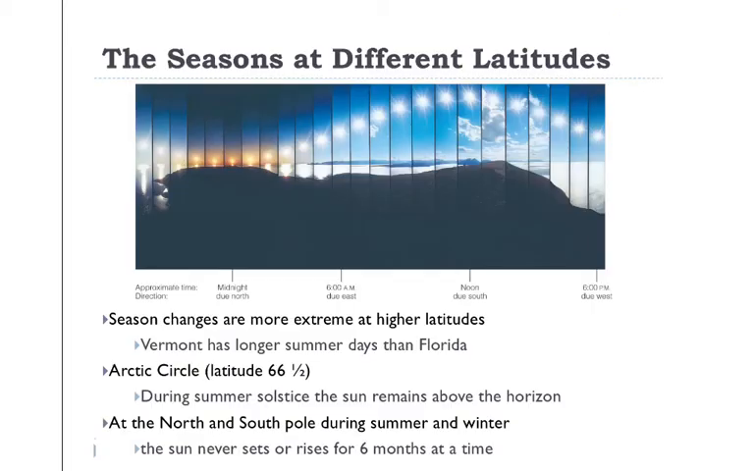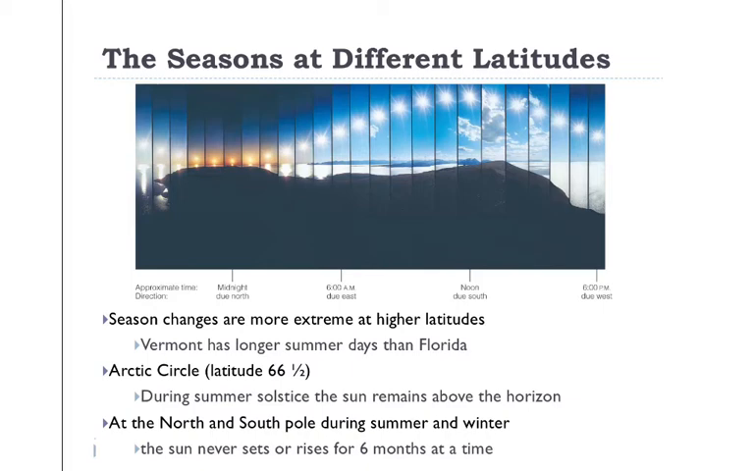The seasons at different latitudes are also more dramatic the higher you go. So seasons change, they're more extreme. So Vermont has longer summer days than Florida because it's further up. The Arctic Circle, latitude about 66.5 degrees. During summer solstice, the sun remains above the horizon.